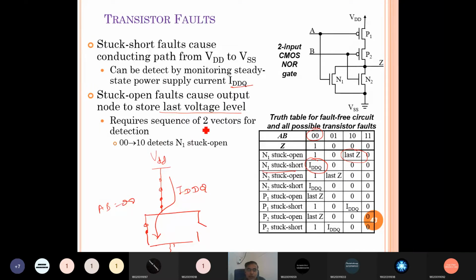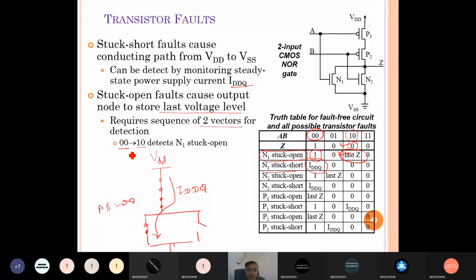So it requires a sequence of two vectors to detect a transistor open fault, right? If N1 is stuck open, first we give the 0 0 pattern and then directly the 1 0. With 0 0 our output is 1, right? And when we give the 1 0, it holds the 1 if the stuck-open fault is present in N1. If the fault is not there, then the output should be 0. So this is the difference; in this case we get a difference between faulty and fault-free output.